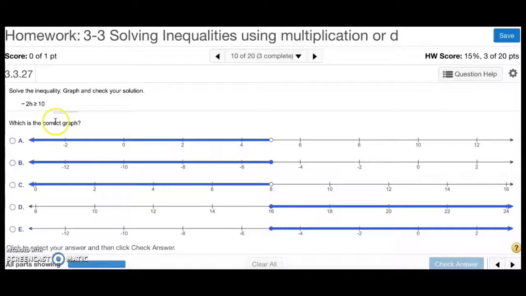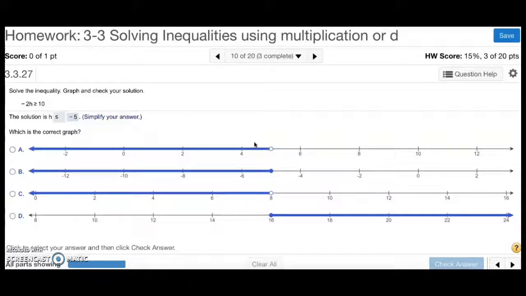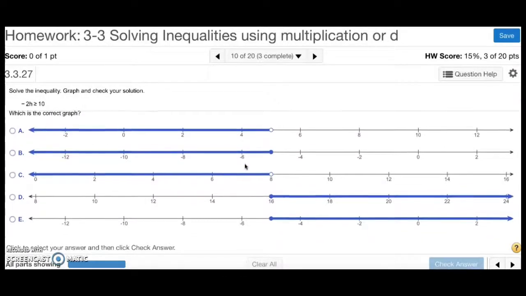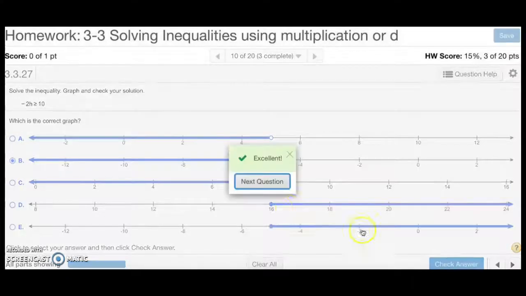Now for my graph, it will be starting at negative 5, but then going to the right because it's pointing toward the right, and it's going to be a closed circle because of a line under it. So that tells me it has to be B because it's going to the right, and it's a closed circle at negative 5. And that's the graph for number 10.